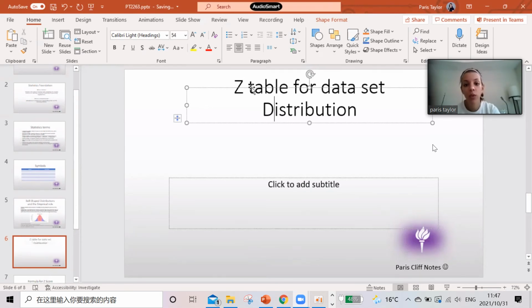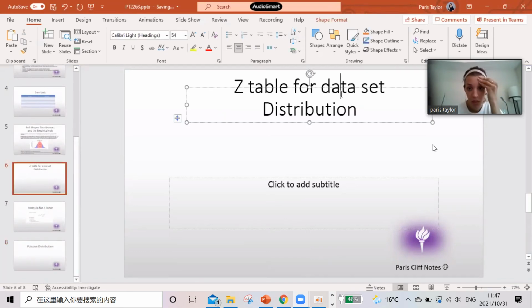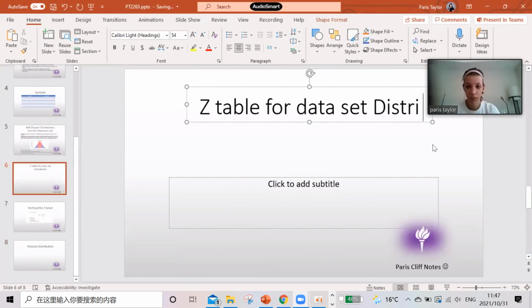We're trying to understand what the Z table tells you from the standard deviation, where the probability of the data will fall, correct? Yeah. So is that another way to say Z table for data set distribution, or no? I would say it's a z table for normal distribution. So z table is always for normal distribution. Yeah.